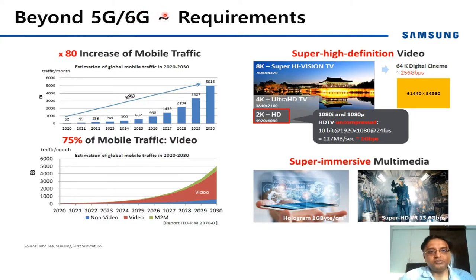That is one of the most important areas of the 6G or beyond 5G requirements. So this is what needs to be supported in the future networks, and that's where newer technologies have to be designed or brought in to really meet these kinds of targets.